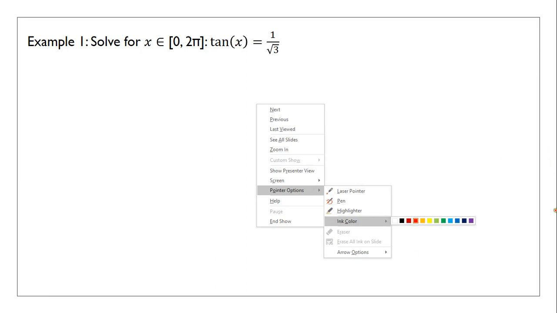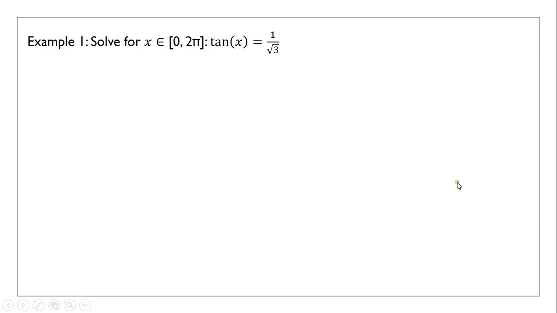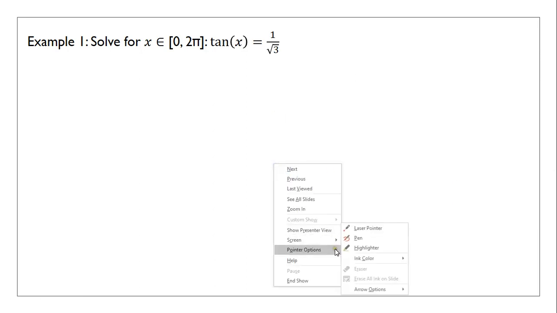What happened to the cursor? The cursor's gone. Wow, it's back now. Okay.